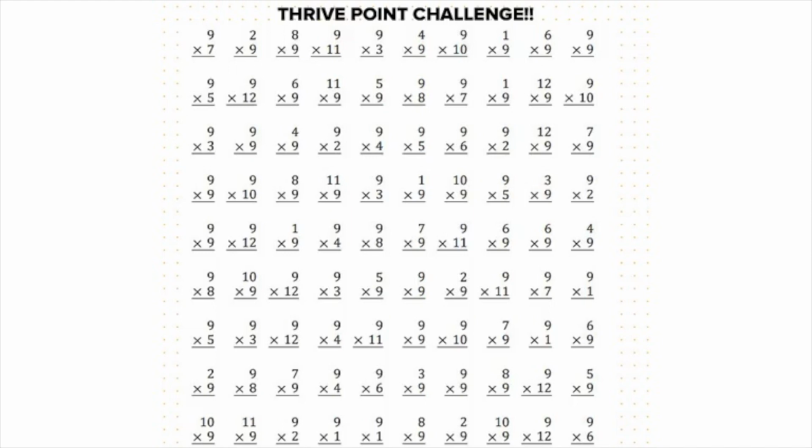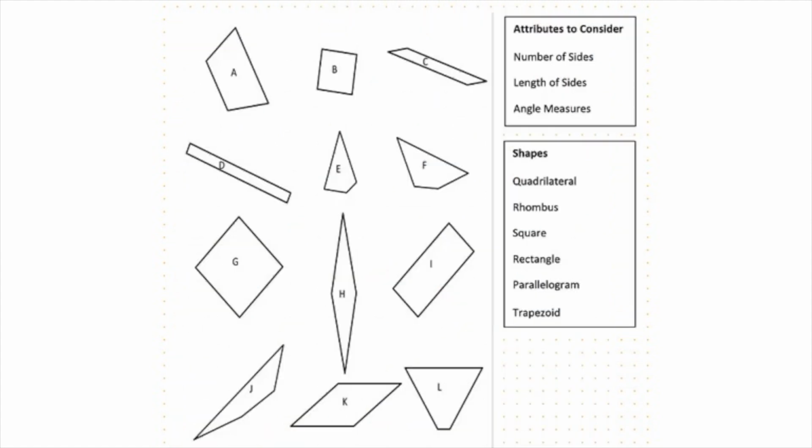Bye. Okay, let us jump right into our Thrive Point Challenge. We are doing our multiples of 9. When I say go, push pause, set your timer for 2 minutes, and do your best. Go. Excellent job completing your Thrive Point Challenge.